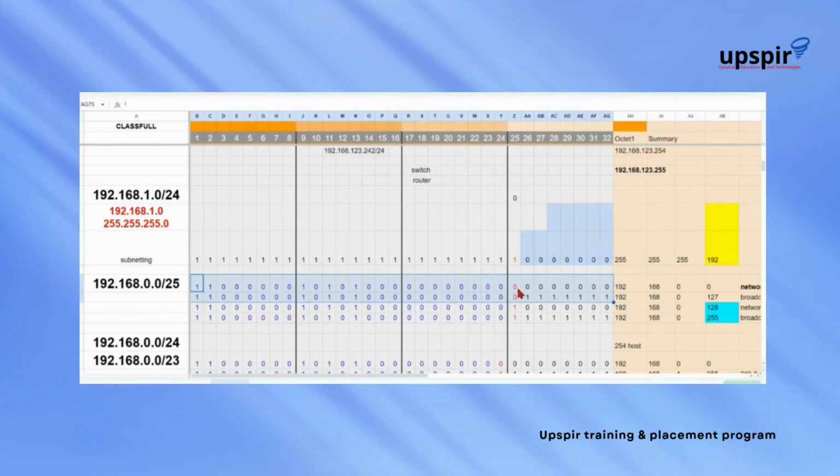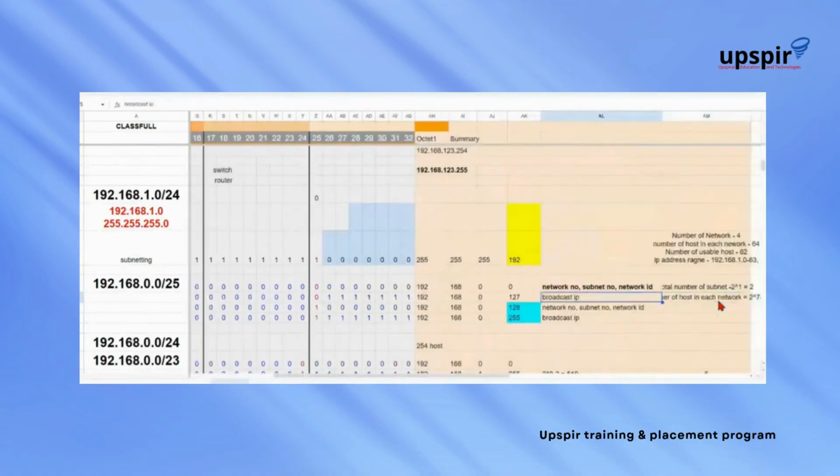This particular bit, that is the borrowed bit, if its value is 0, then the range, the lowest IP address and the highest IP address that you can get with this kind of a combination is 192.168.0.0 to 192.168.0.127, right? So this becomes network 1.